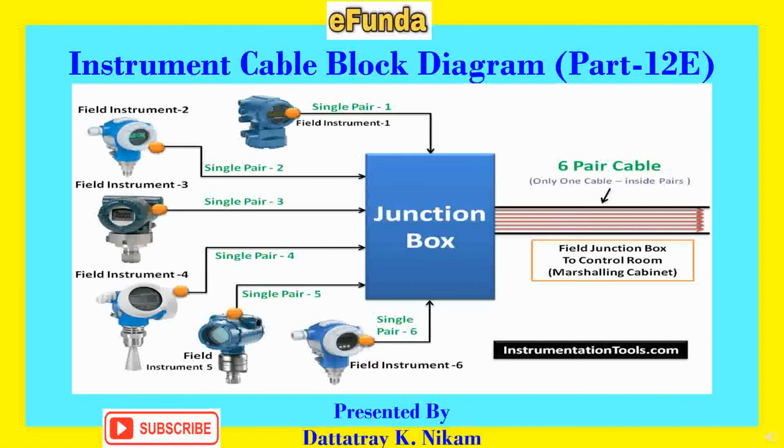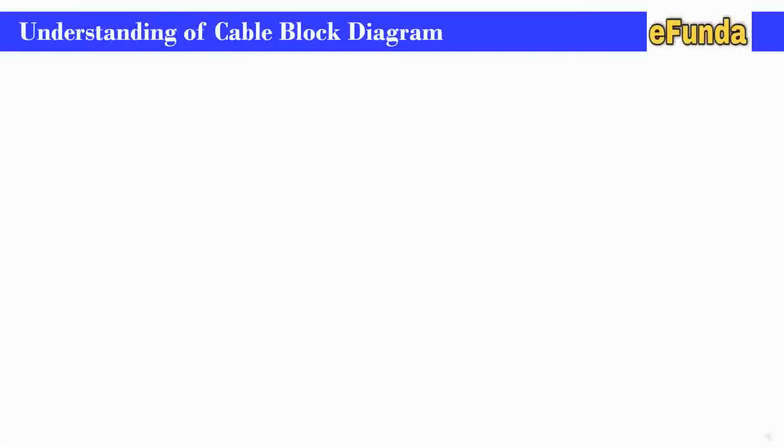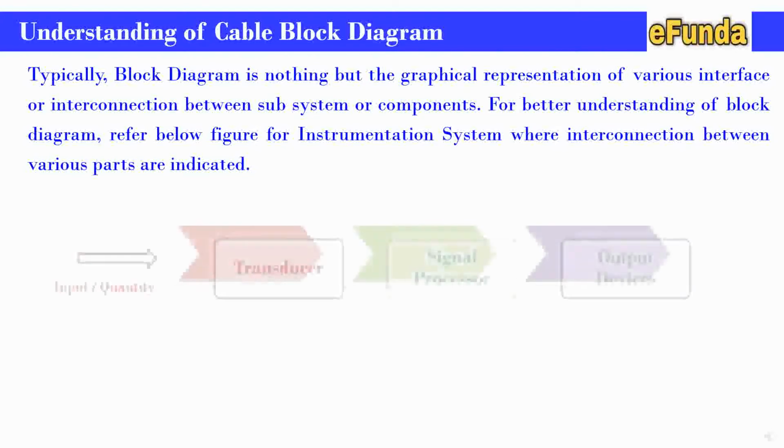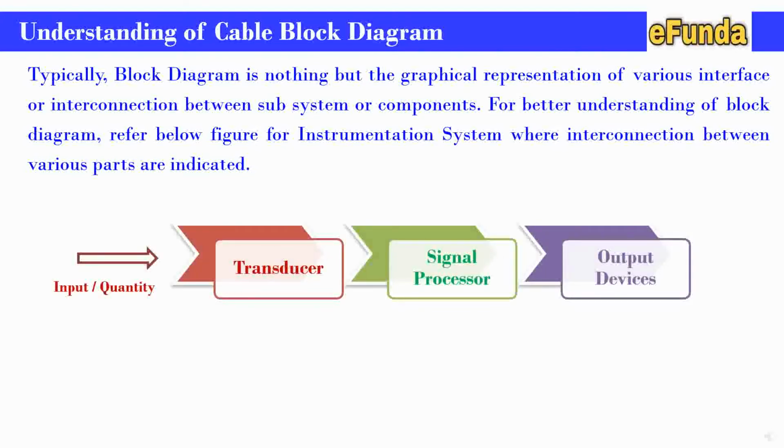So let's begin with today's topic, instrumentation cable block diagram part 12E. Understanding of cable block diagram. Typically, a block diagram is nothing but the graphical representation of various interfaces or interconnection between subsystems or components. For better understanding of a block diagram, refer to the below figure of an instrumentation system where interconnection between various parts is indicated.